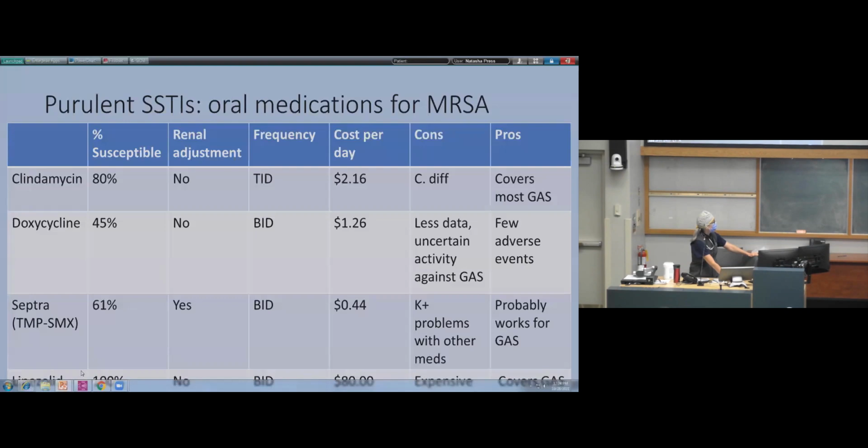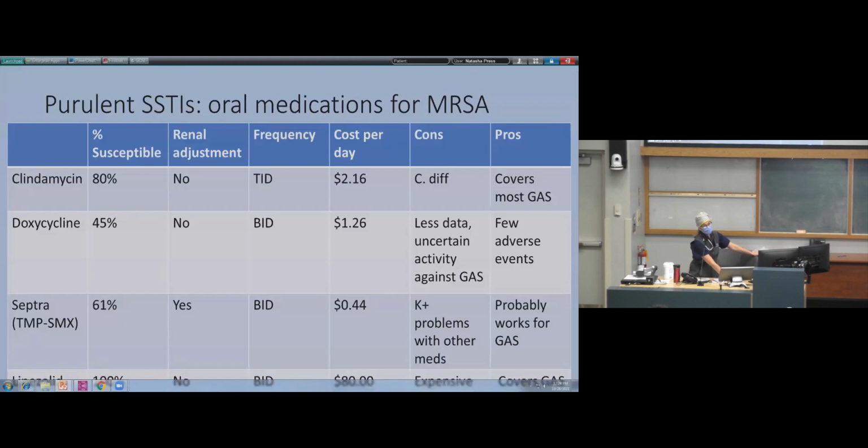And we don't use linezolid a lot. And you might say, why not? Because actually 100% of our MRSA are susceptible to it. And it also covers group A strep, or beta hemolytic strep in general. So why wouldn't we? The reason is that it costs $80 a day in the community.